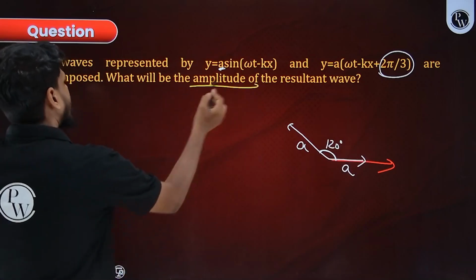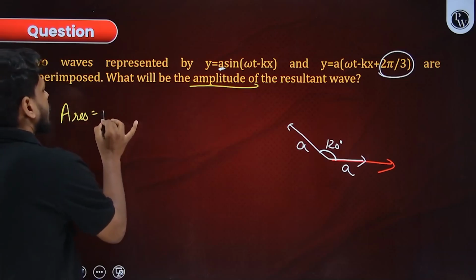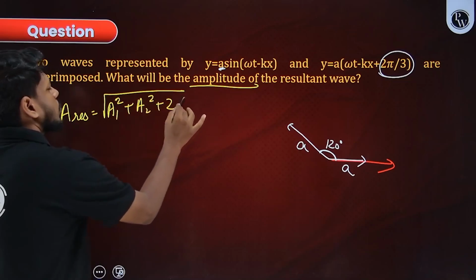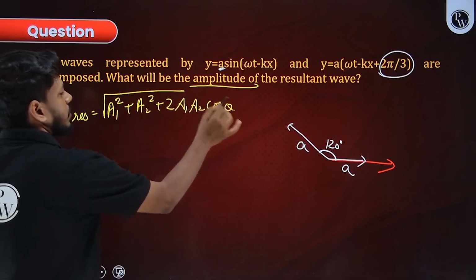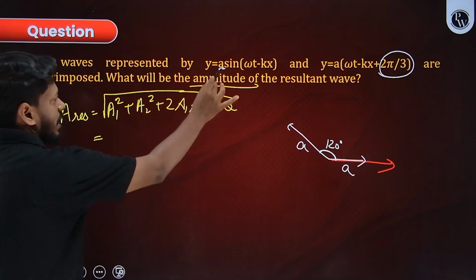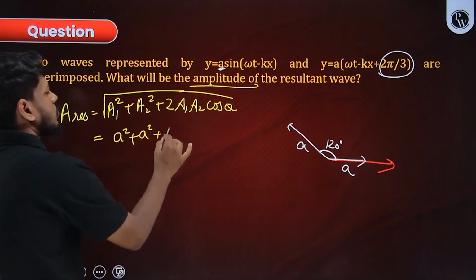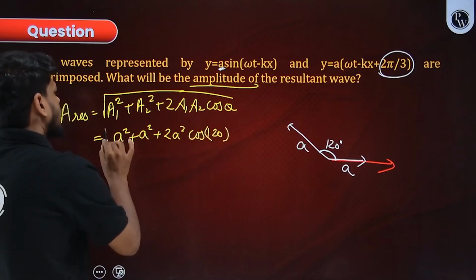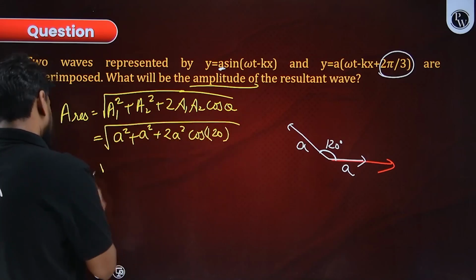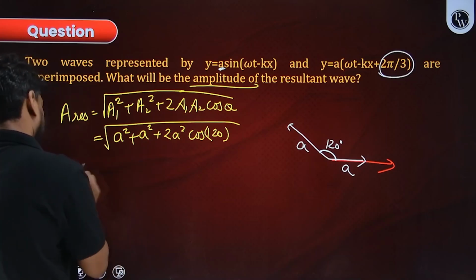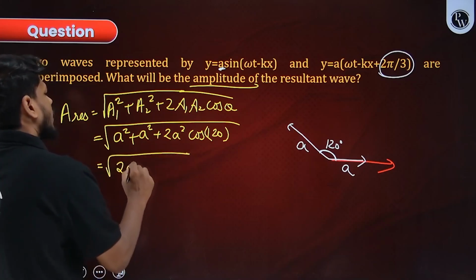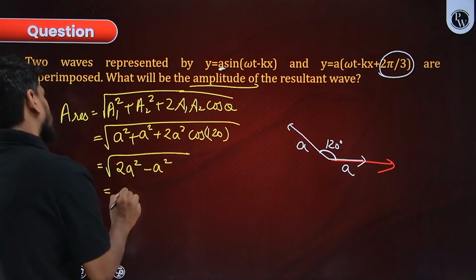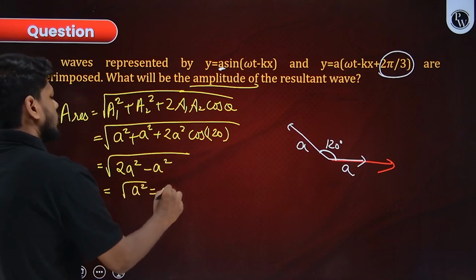They are asking you to find the amplitude of the resultant. So A resultant can be given as root of A1 square plus A2 square plus 2A1 A2 cos theta. Right? So A1 is A, A2 is A. So plus 2A1 A2 cos of 120. What is cos of 120, sir? Minus 1 by 2. So I will be getting A square, and this will be minus 1 by 2. So 2 and this 2 can cancel. So I will be getting root of A square, which is equal to simply A.